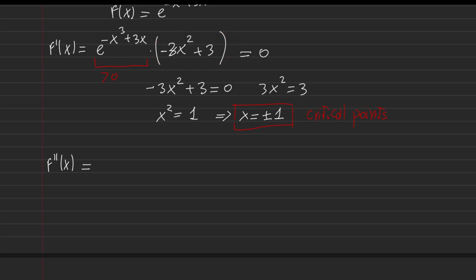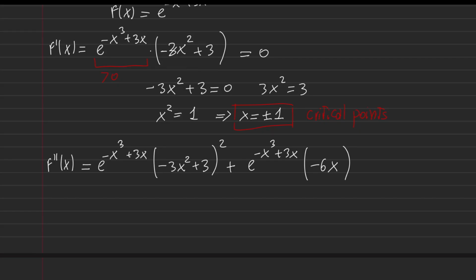So the derivative of the exponential, we already did it, so it's going to be e to the minus x cubed plus 3x times the same polynomial, so I can just square it, so minus 3x squared plus 3, squared, plus, and now I take the derivative of the polynomial times the exponential, so I get e to the minus x cubed plus 3x times the derivative of the polynomial, which is minus 6x, and the derivative of 3 is 0, so that's just minus 6x.